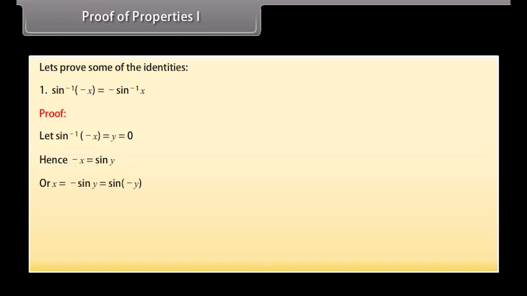Proof of properties 1. Let's prove some of the identities. First, sin inverse of minus x is equal to minus sin inverse x. Proof. Let sin inverse of minus x be equal to y. Hence, minus x is equal to sin y, or x is equal to minus sin y, which is equal to sin of minus y. Hence, x is equal to sin of minus y. It implies that sin inverse x is equal to minus y, or y is equal to minus sin inverse x.